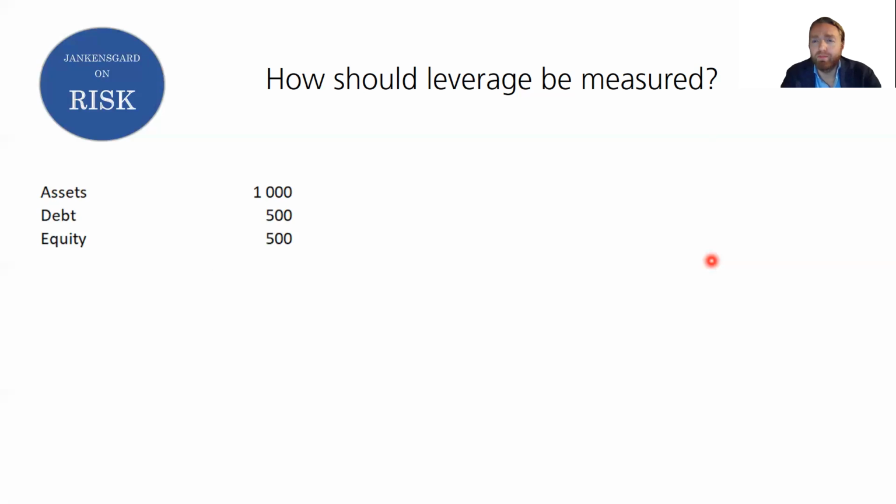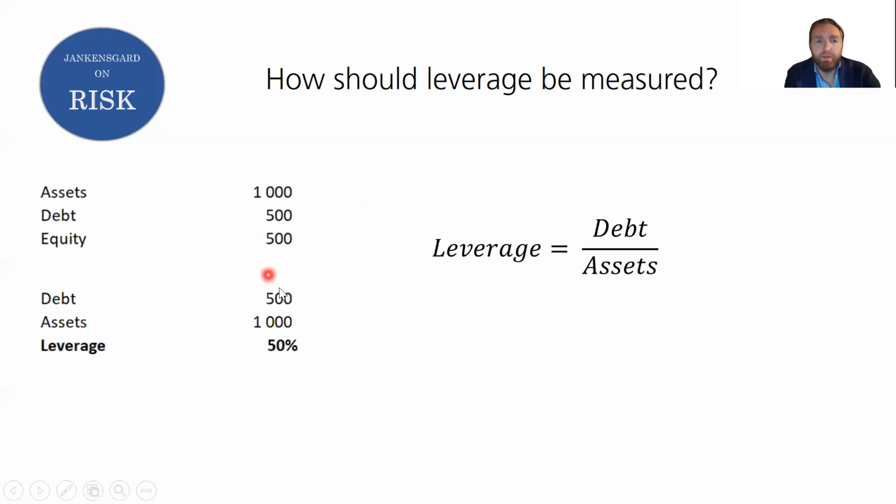We'll start with the most straightforward of them all. So if we have some numbers over here, we have assets financed in equal parts by debt and equity. And the most straightforward way to capture leverage would be to just take debt as a proportion of assets. I will refer to this as the classic leverage measure. So if we do that, we take 500, which is debt, through assets. So we get a 50% leverage here.